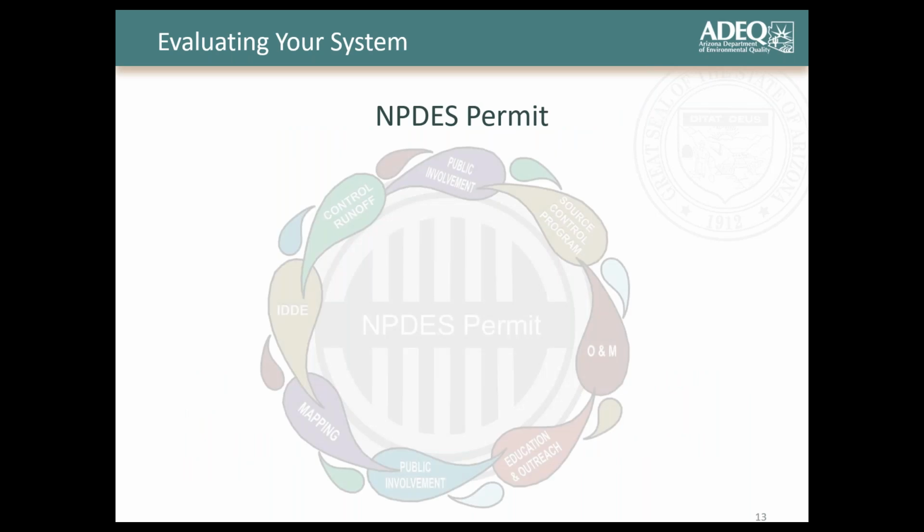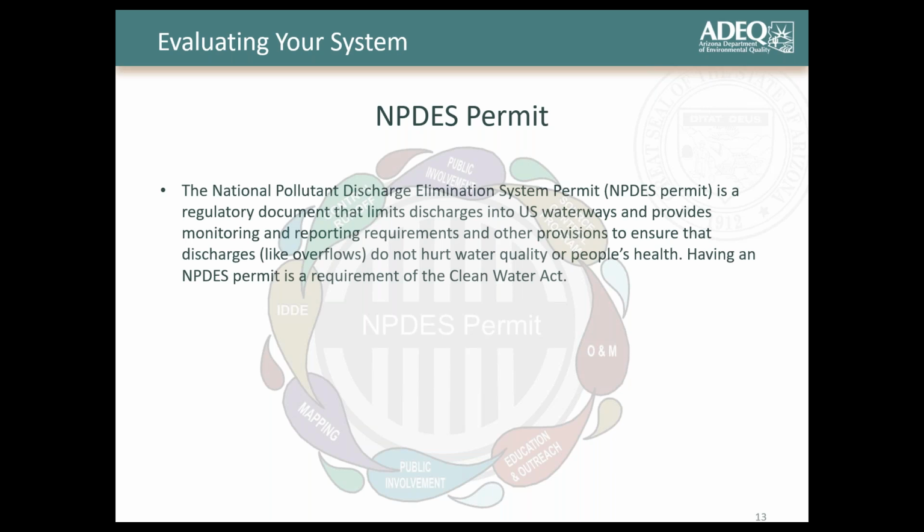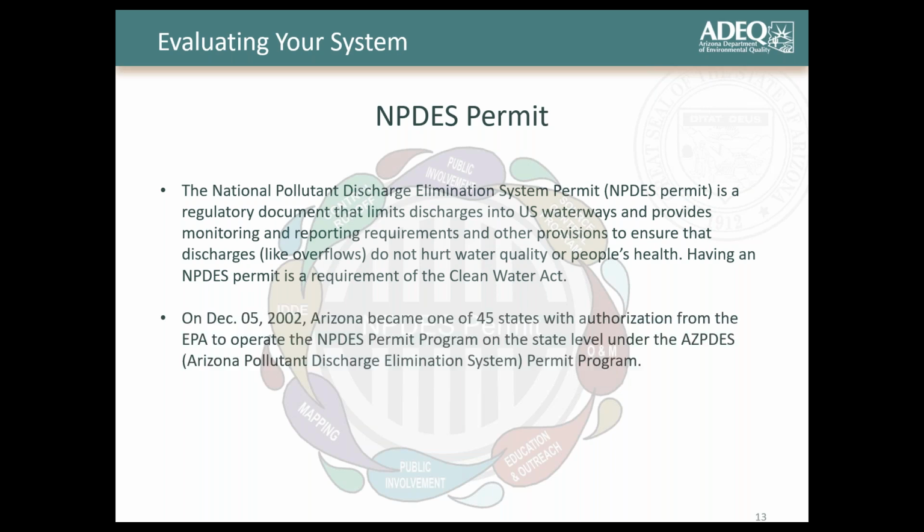So let's get back to defining what the NPDES permit is, right? The National Pollutant Discharge Elimination System permit, or NPDES permit, is a regulatory document that limits discharges into U.S. waterways and provides monitoring, reporting requirements and other provisions to ensure that discharges, like overflows, do not hurt water quality or people's health. Having an NPDES permit is a requirement of the Clean Water Act.